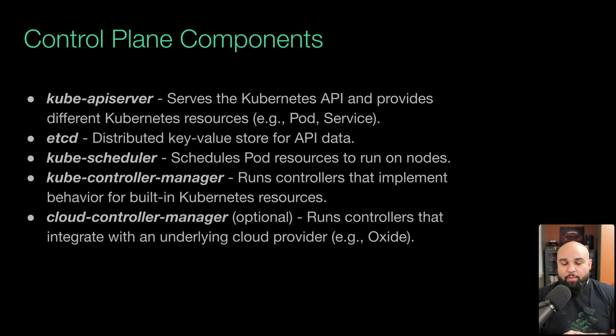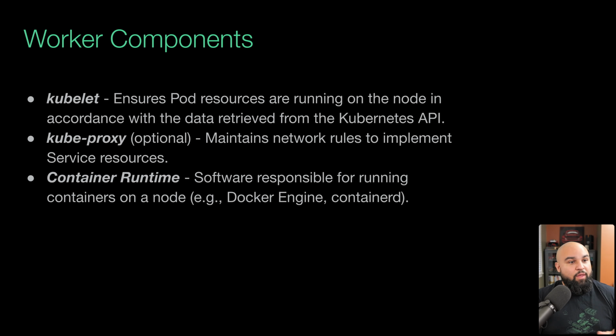So the control plane components are generally this. You have the Kubernetes API server. You have etcd, because you need a place to store that Kubernetes API data. You have the kube-scheduler, which monitors the node resources to know where to schedule pods. You have the kube-controller-manager, which runs Kubernetes controllers that implement default behavior for built-in Kubernetes resources. And then you have this optional cloud controller manager component, which runs controllers that can integrate with an underlying cloud provider, for example, Oxide.